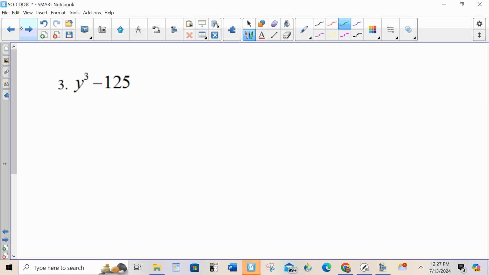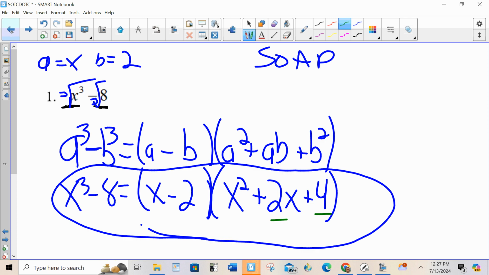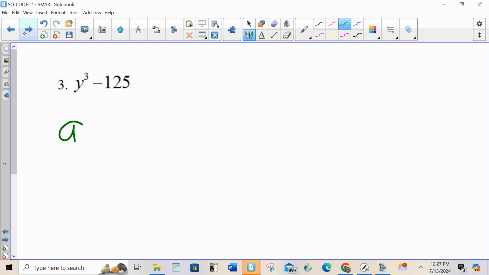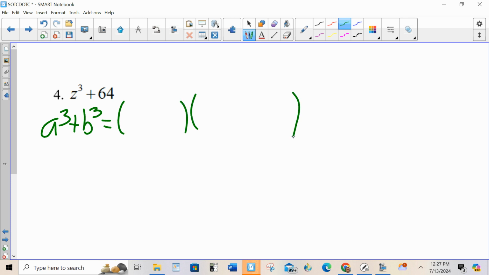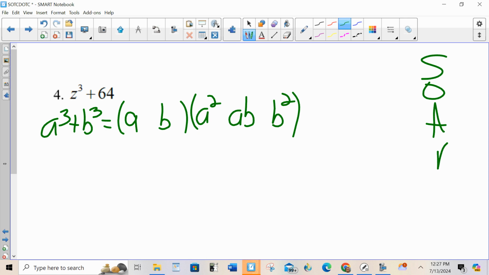Is there a GCF? No. Two terms, dots or cubes. These are perfect cubes. It's minus, so I'm going to do, did I do a minus last time? I did a minus last time. Let me find a plus. Let's do number 4 instead. So, not perfect squares, they are perfect cubes. Since it's plus, I'm doing a cubed plus b cubed, small parenthesis, large parenthesis, (a, b)(a², ab, b²), SOAP. Same, opposite, always positive.